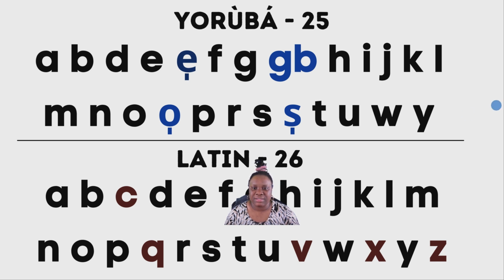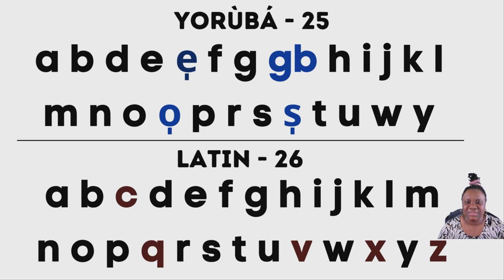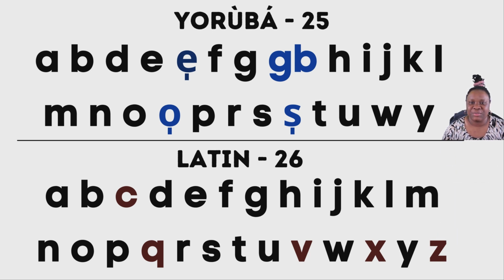If you compare this to the Latin alphabet, you may notice some differences immediately. You will see that we don't have any letter that remotely looks like a C. We don't have a Q. We don't have anything that looks like a V. We don't have anything that looks like an X. We don't have anything that looks like a Z.